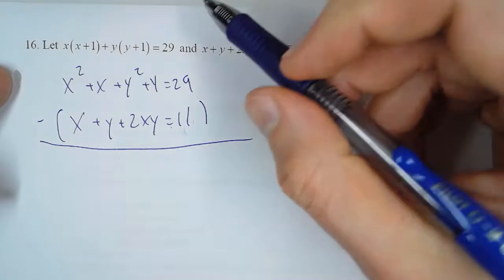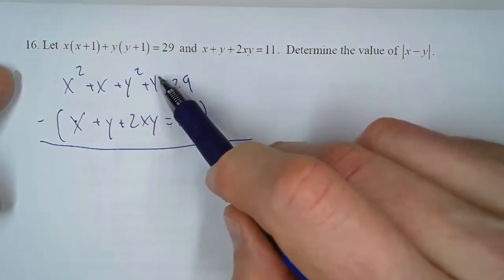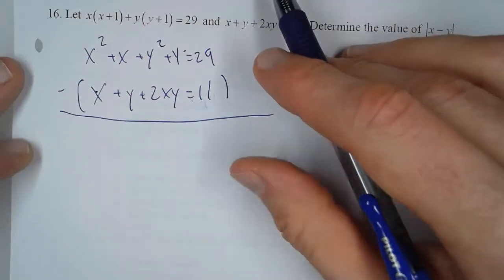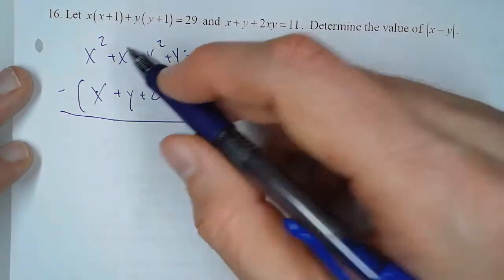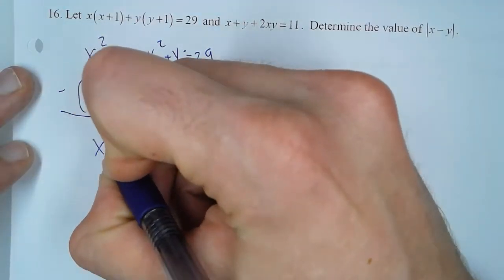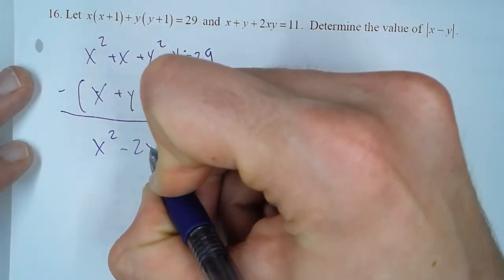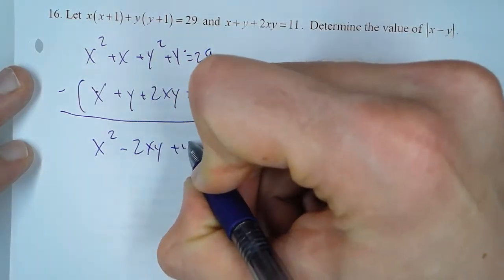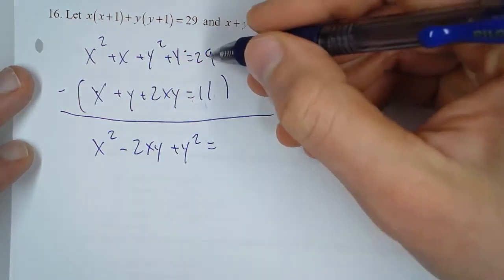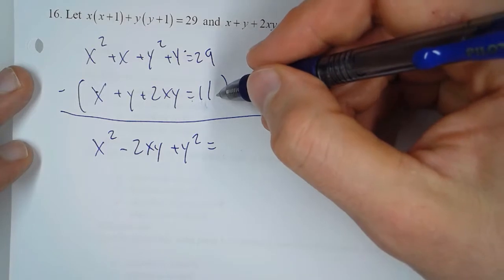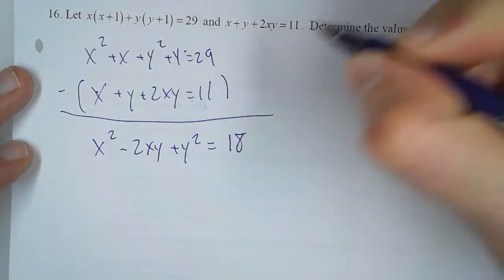Now, what happens when we subtract them? Well, the x's and the y's are gone. And we're going to take 2xy and subtract it. Now, I'm going to write it with the minus 2xy in the middle. And then over here we have 29 minus 11, which is 18.